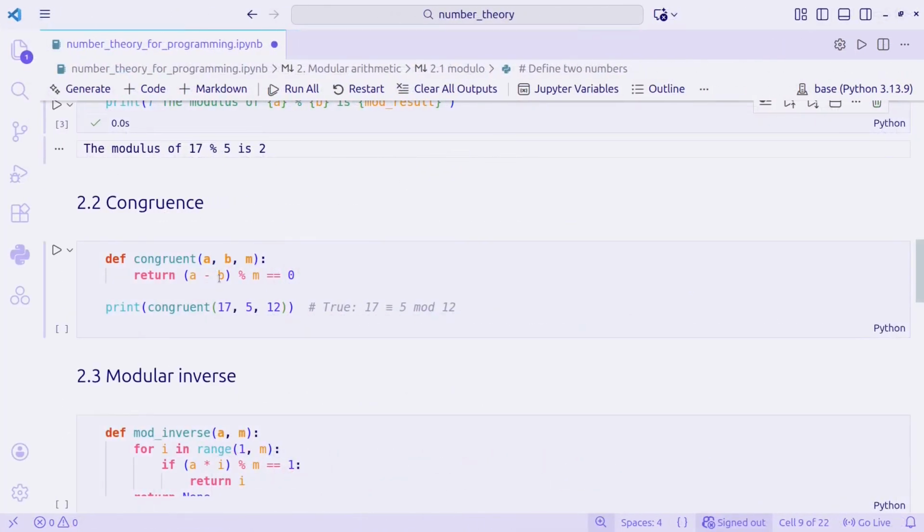So let us see here. I want to see whether A and B would be congruent if the modulus is 12. So that's why I can put 17, 5, and 12 into the function. And I'm able to show that it is true.